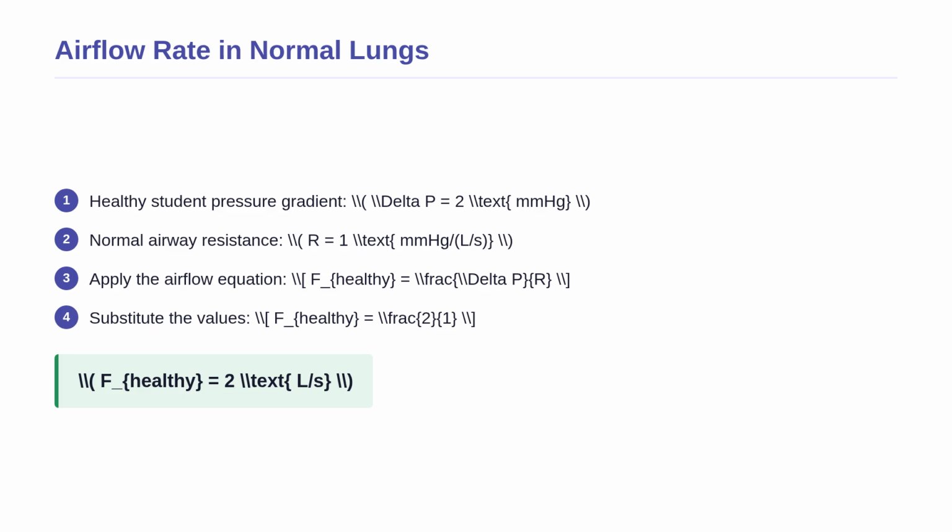We choose the airflow equation because it directly connects pressure, resistance, and flow. We substitute the pressure gradient of 2 into the numerator and the normal resistance of 1 into the denominator. Dividing these gives us a healthy airflow rate of 2 liters per second. This final answer physically represents a normal, effortless breath where the lungs are functioning with minimal friction.